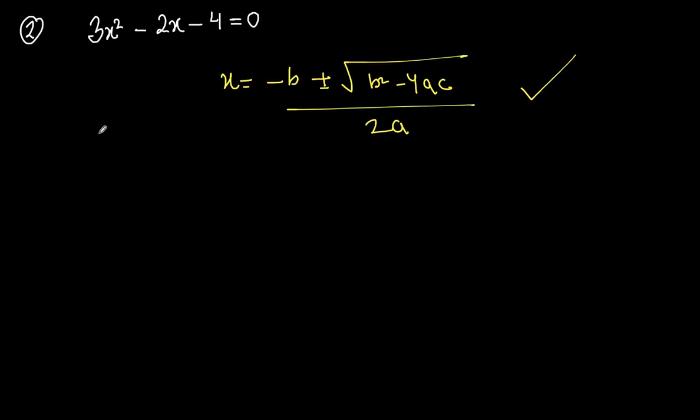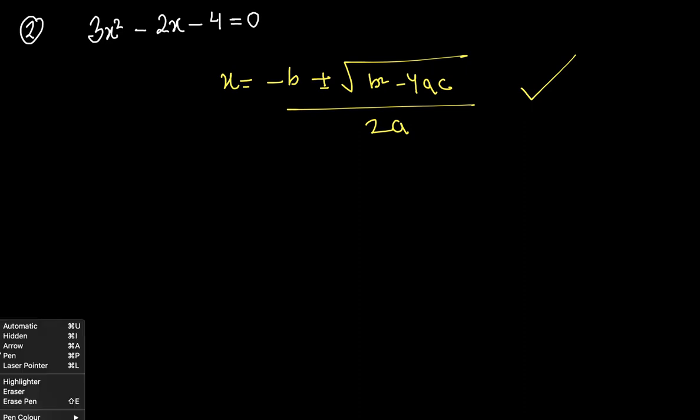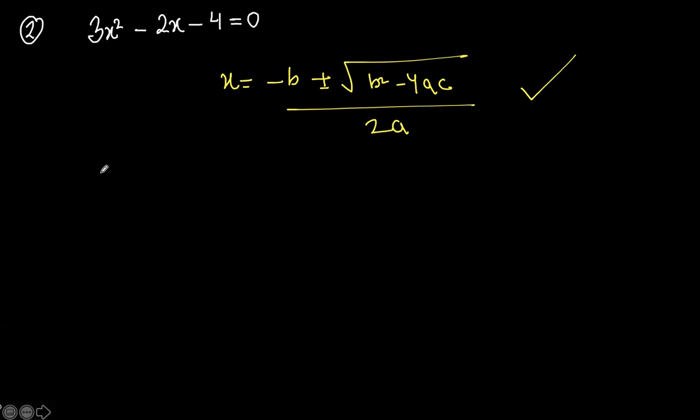So first I have to rectify what is my a, what is my b, and what is my c. We can see that a, the coefficient of x square, is 3. b is the coefficient of x, which is minus 2, and c is minus 4. Then I will plug them into the formula.